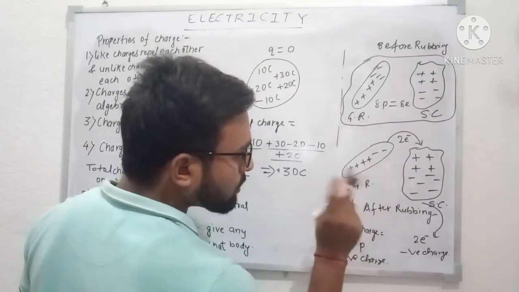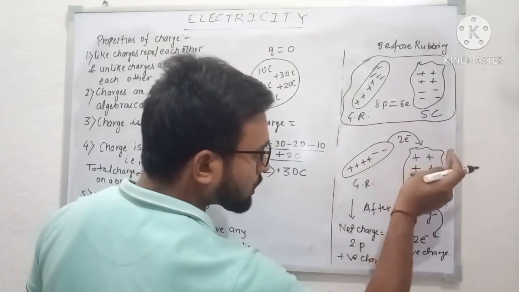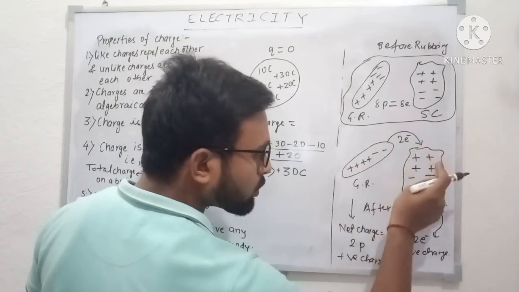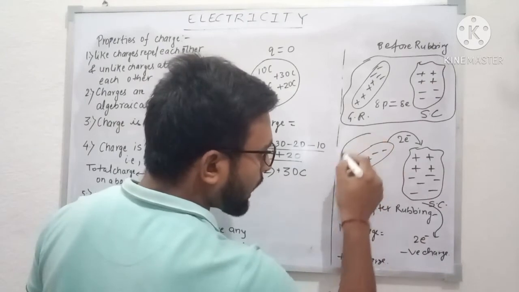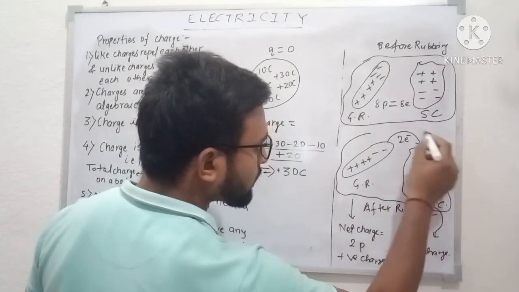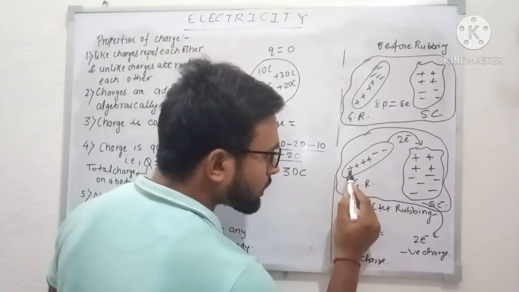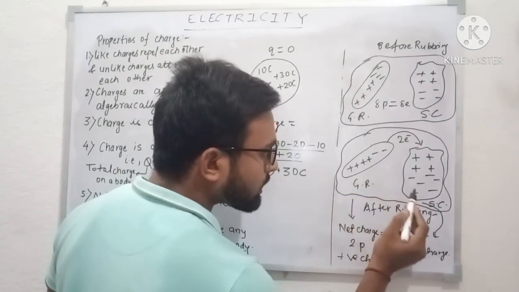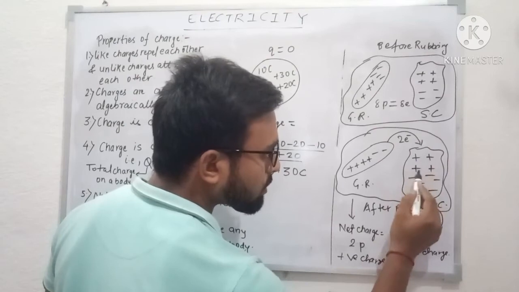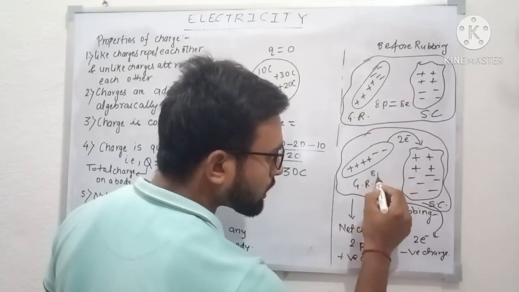Now after rubbing, what happens? The glass rod loses 2 electrons to the silk cloth. As I consider it as a system, see here, the glass rod has 4 protons and the silk cloth has 4 protons. So the total number of protons is 8.